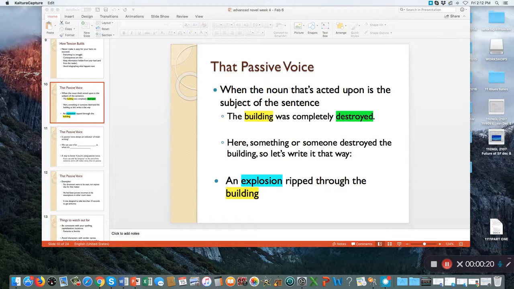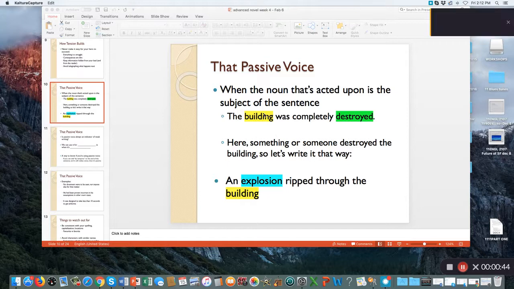The definition is when the noun that's acted upon is the subject of the sentence. So this is the giveaway for the passive voice. Here's the example: The building was completely destroyed. So the noun that's acted upon is the building, and it is here the subject of the sentence. So the building was completely destroyed. That's passive.